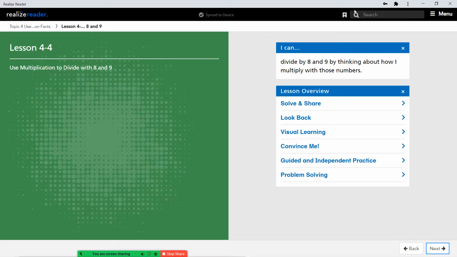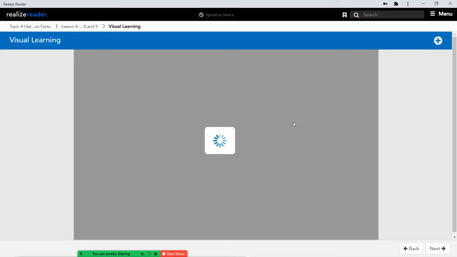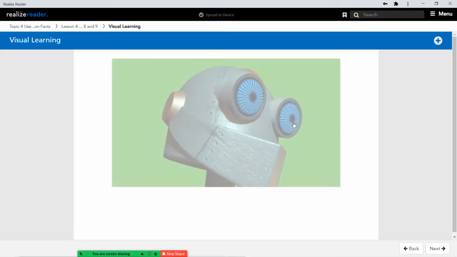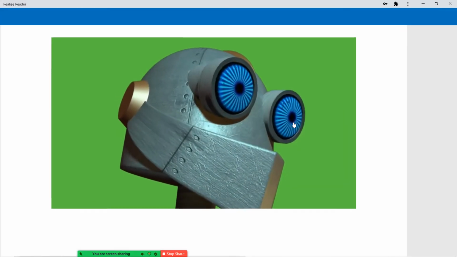Today we're going to continue working on using our multiplication facts to help us divide, and today our focus is going to be on dividing with 8 and 9. So you need to review your 8 and 9 multiplication facts to help you through this lesson. Let's go ahead and take a look at our quick instructional video, and then we'll get into our notes and guided practice together.